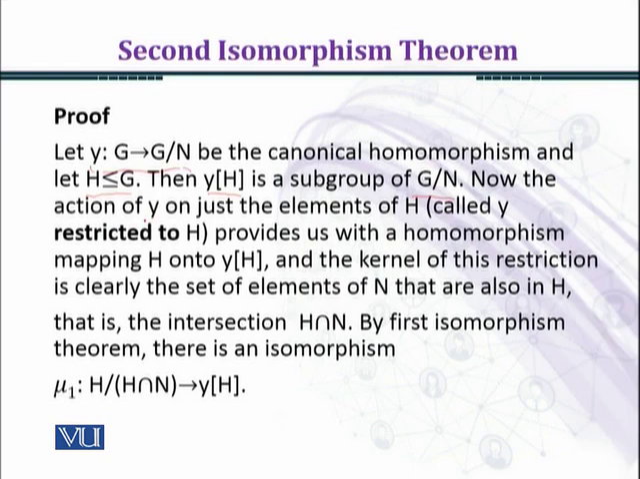Now the action of Y on just the elements of H, called Y restricted to H, provides us with a homomorphism mapping H onto YH. YH is the image of H under Y, and Y is from G to G over N. Y is the canonical homomorphism. And the kernel of this restriction is clearly the set of elements of N that are also in H, that is, the intersection of H and N.